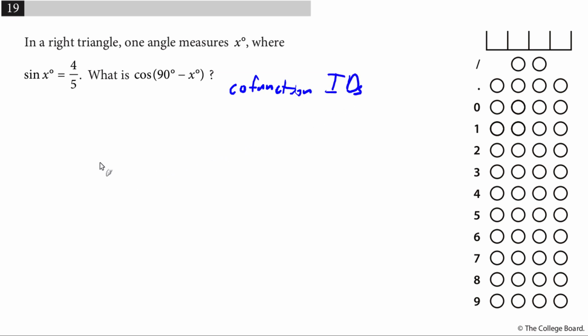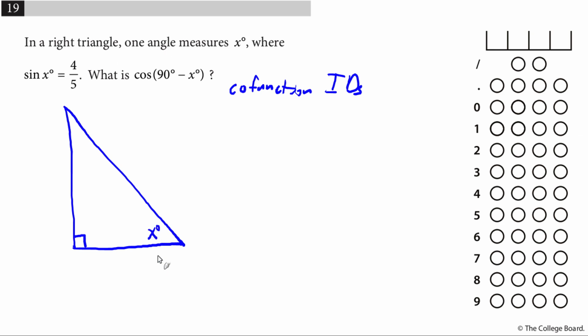And it basically goes like this. We have a right triangle. Let me draw a right triangle. What a lovely right triangle. Actually, let me make a bigger right triangle because I'm going to be writing things inside of it. Okay. One of our angles is x degrees right there. And I know that the sine of x degrees is 4/5.